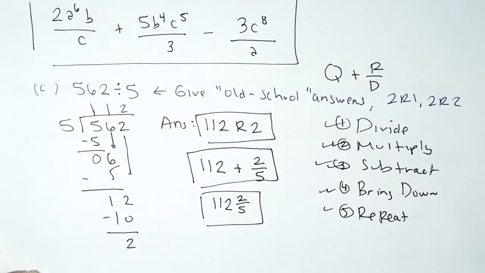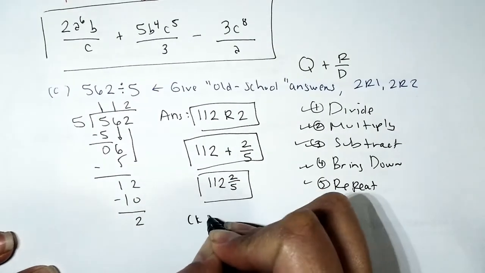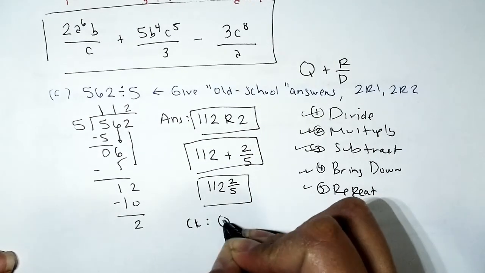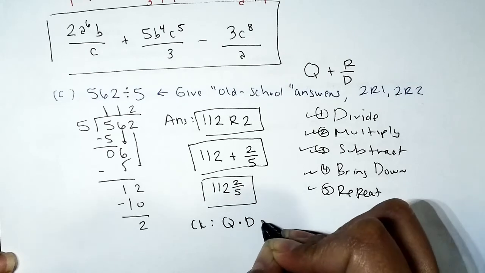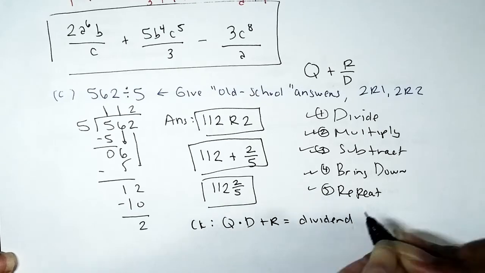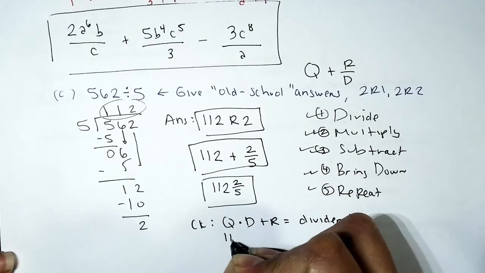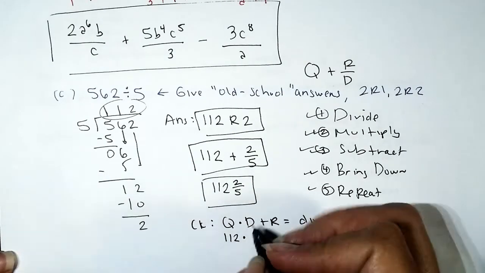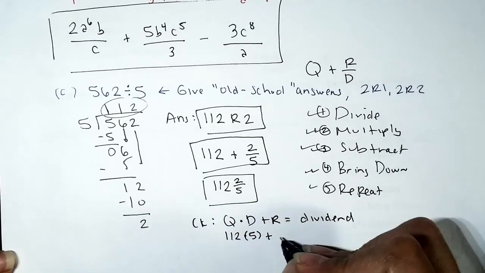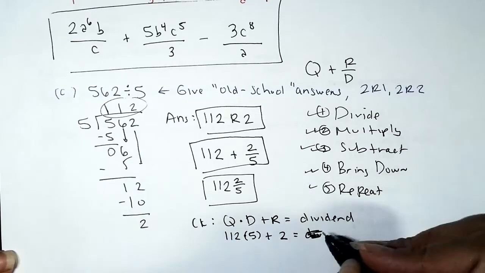I'm sorry, how can we check our answer? So from back in the day, to check, I don't think we really wrote the following, but I'm gonna go ahead and write it out. We're gonna take the quotient, multiply it by the divisor, add to it the remainder, and then hopefully that gave us the dividend. So we're going to take the quotient, which was 112, multiply it by the divisor, which is 5, add to it the remainder, which is 2, and that needs to give us the dividend, which is 562.